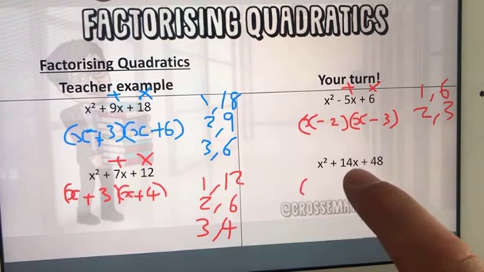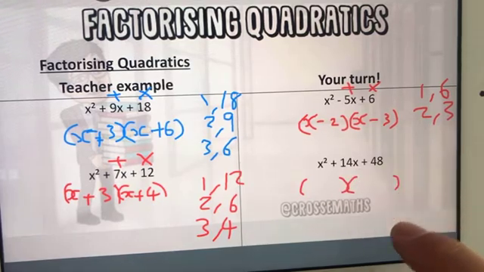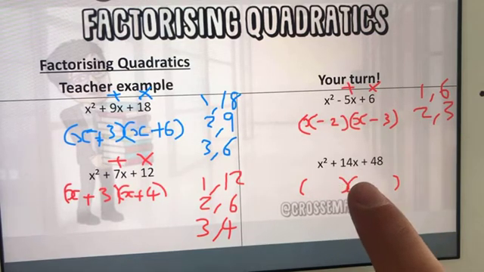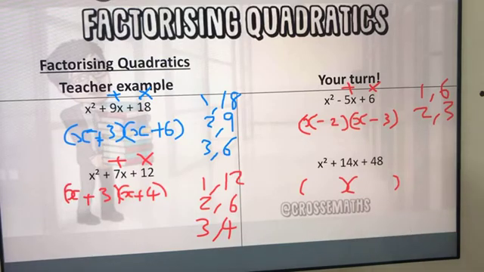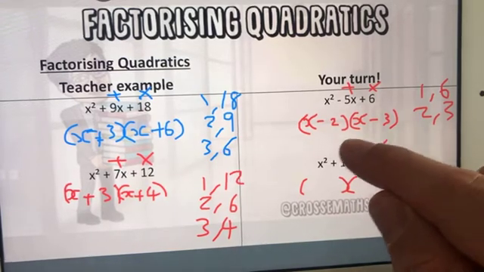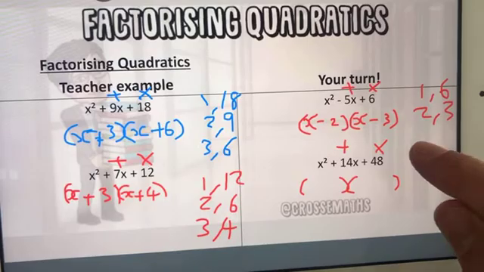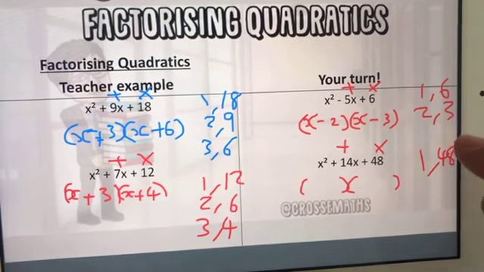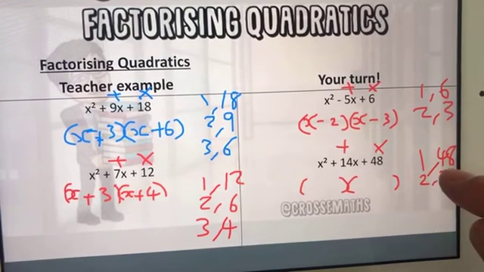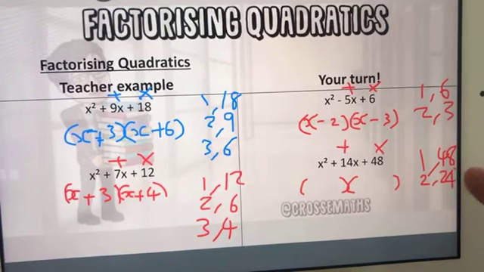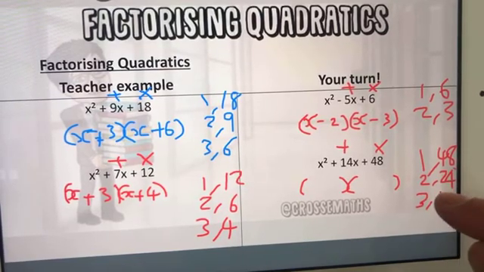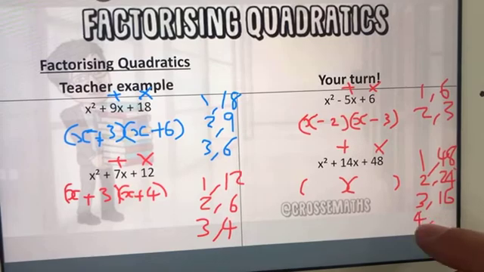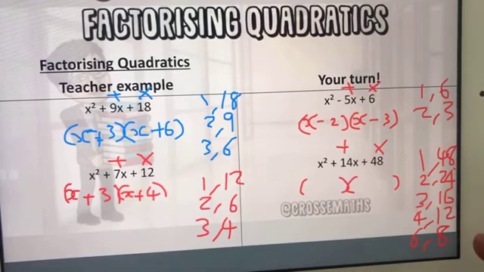Down the bottom, two brackets. Okay, I got x squared plus 14x plus 48. Write down the numbers that multiply to make 48. Don't worry about the adding part just yet. I got 1 and 48, 2 and 24, 3 and 16, 4 and 12, and 6 and 8. So there's lots to make 48, okay? So you have to do a big list on the right-hand side for that one.